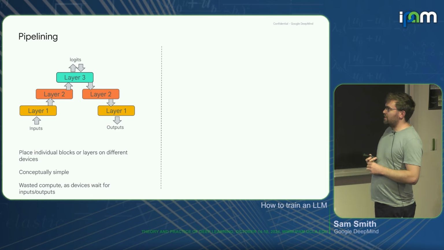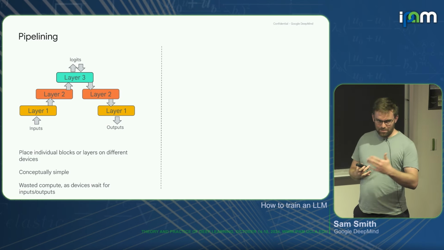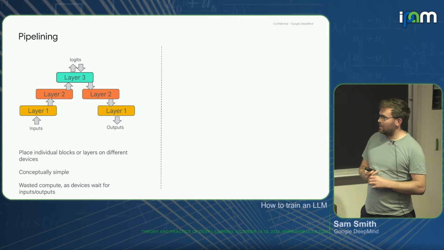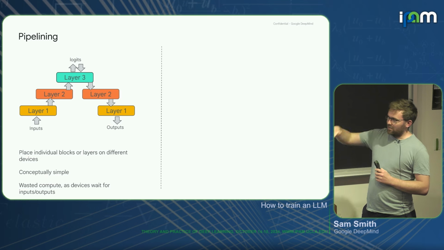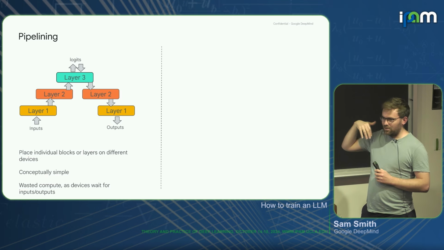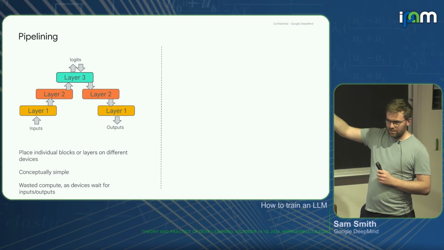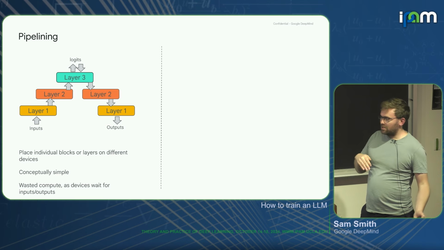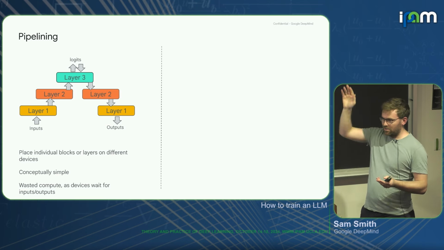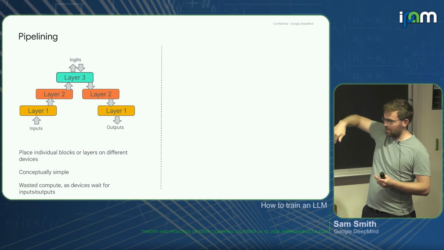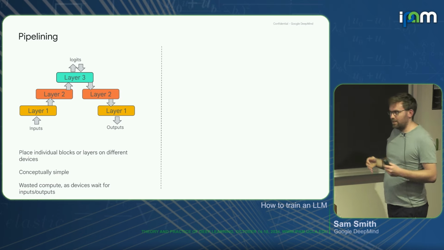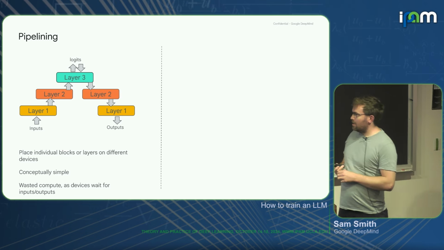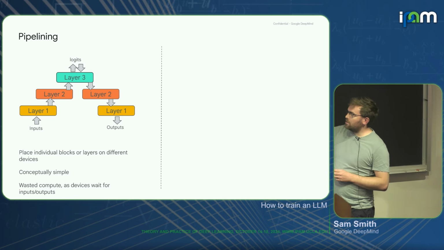Probably the first scheme that emerged is pipelining, which I think is what people would probably guess. In pipelining, you put the parameters of layer 1 on device 1, the parameters of layer 2 on device 2, the parameters of layer 3 on device 3. Then the inputs come in, you send them to device 1, the outputs go to device 2, and it goes up, and then it comes back. Conceptually, this is very simple, and it's pretty easy to code up. But the big issue is that you can see there's a lot of wasted compute.